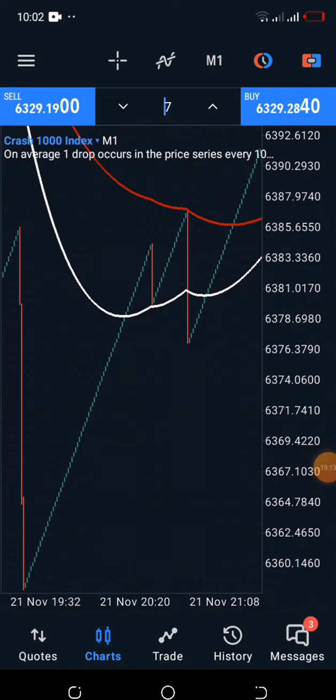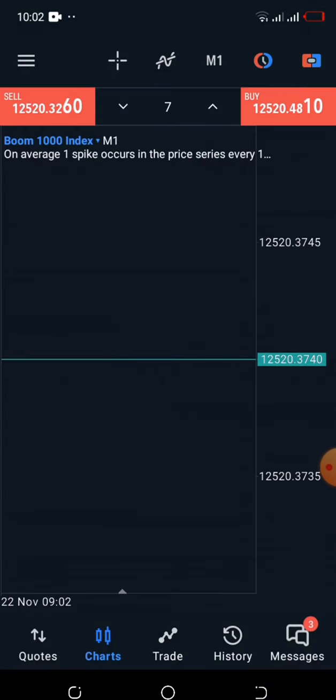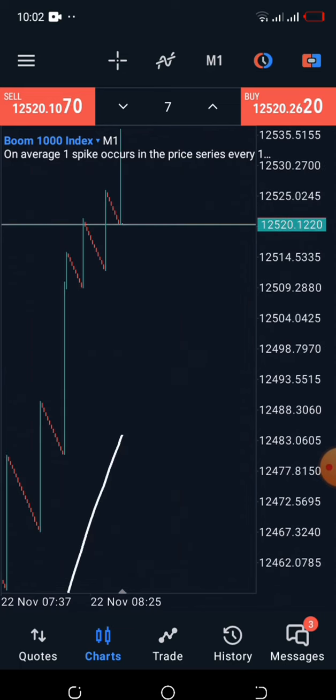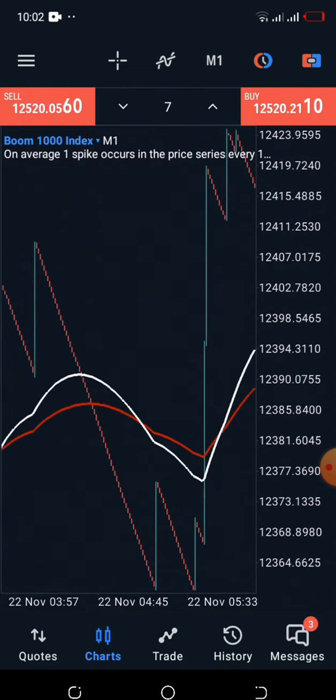So now let's go to the last one, which is Boom 1000. So good. Now for Boom 1000, since the spike is actually to the upside, that means you are going to be waiting for the two indicators to cross to the upside, and then our entry is going to be on the red indicator. I just hope that we are actually taking note of these conditions. So good, let's go now.